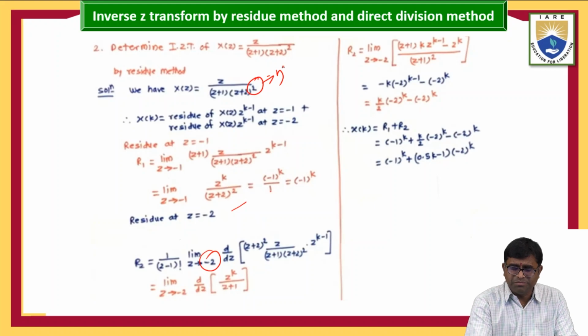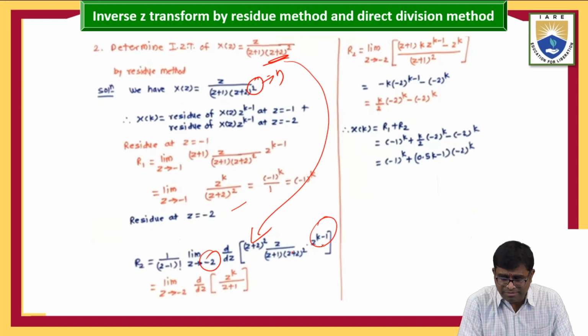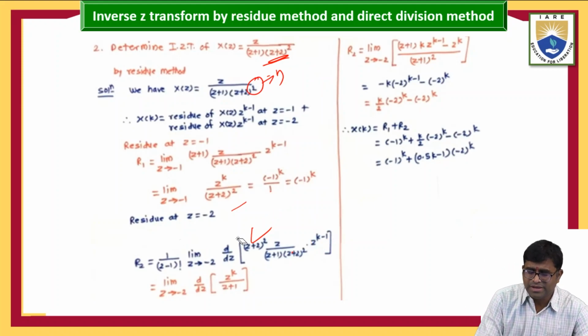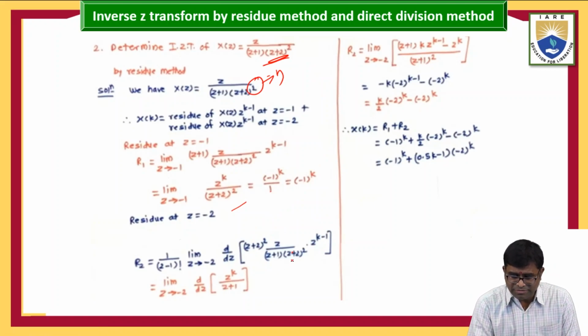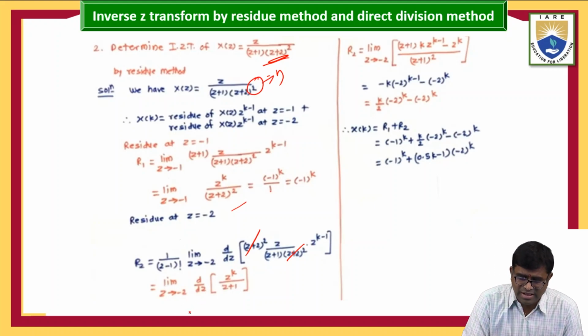the denominator of the second pole value, that is this one, into the given function. After that, this is the constant term, multiplied by z power of k minus 1. For this one, we take (z+2)^2 and it cancels, and it comes to z^k by (z+1), limit z tends to minus 2, the applied value.